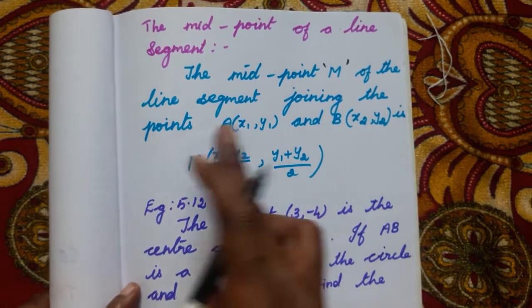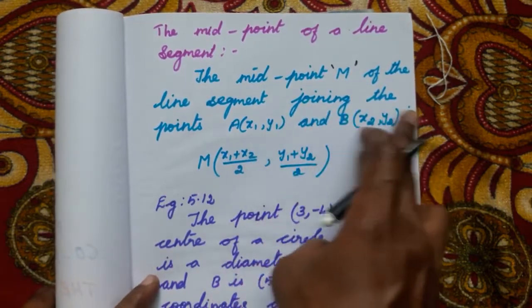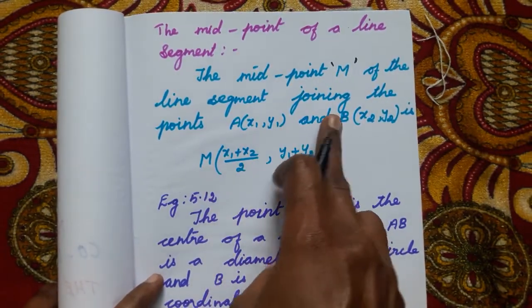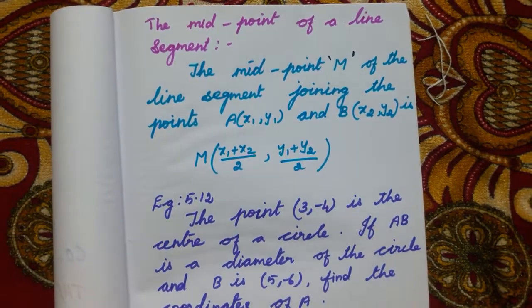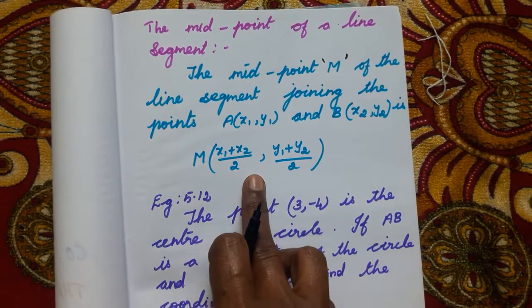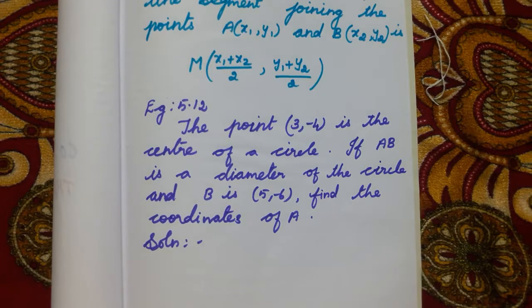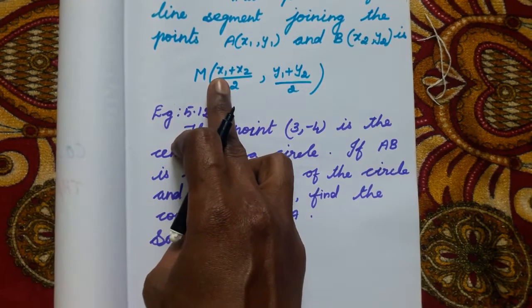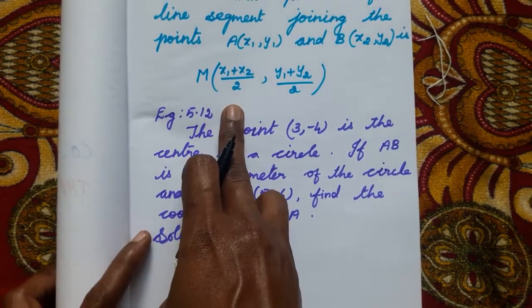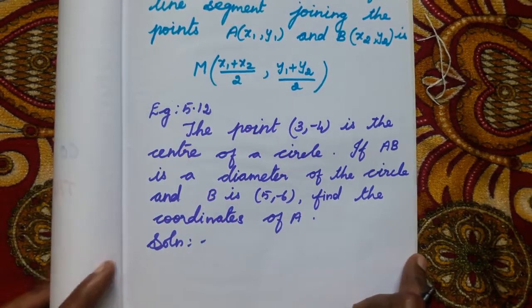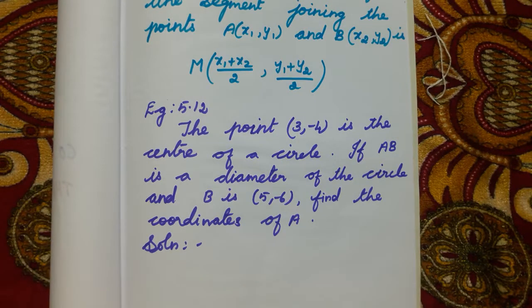Midpoint M of the line segment joining the points A(x1, y1) and B(x2, y2) is given by the midpoint formula: x1 plus x2 by 2, y1 plus y2 by 2. What is the formula for midpoint? x1 plus x2 by 2, y1 plus y2 by 2. Clear? Midpoint M is equal to x1 plus x2 by 2, y1 plus y2 by 2. Now I am going to explain example 5.12.